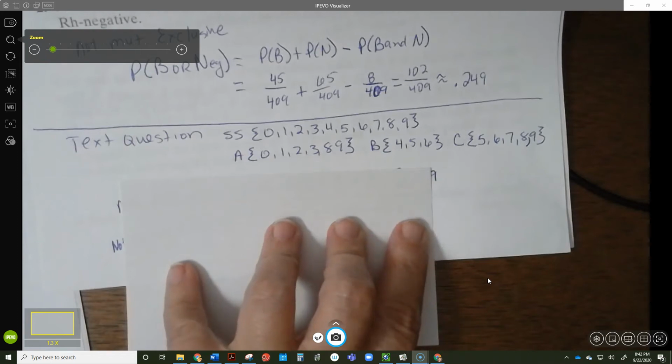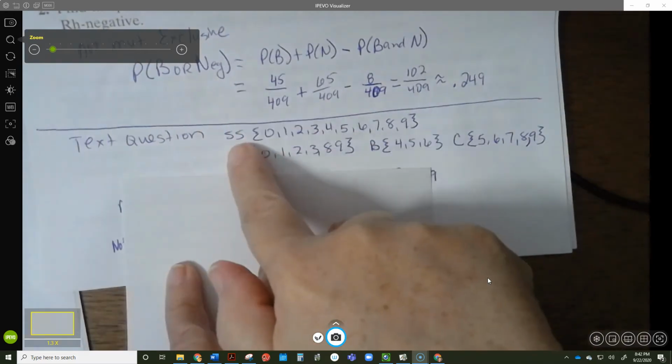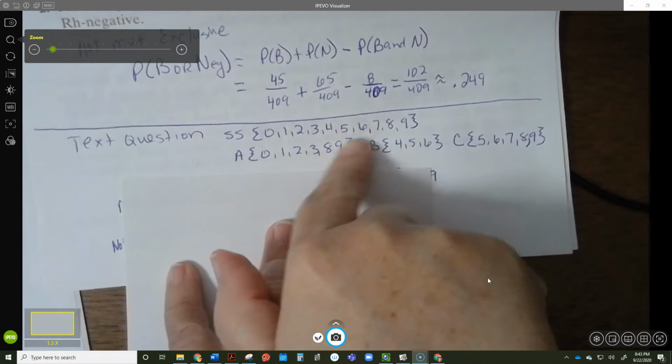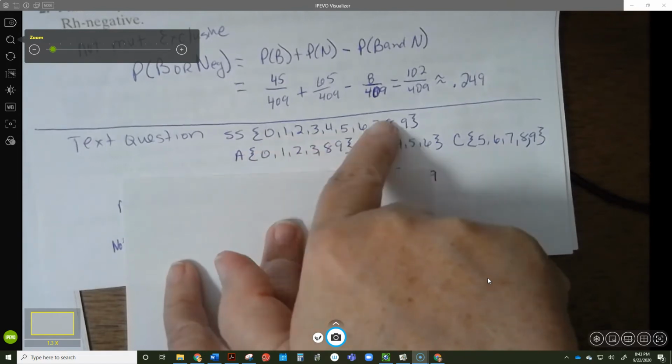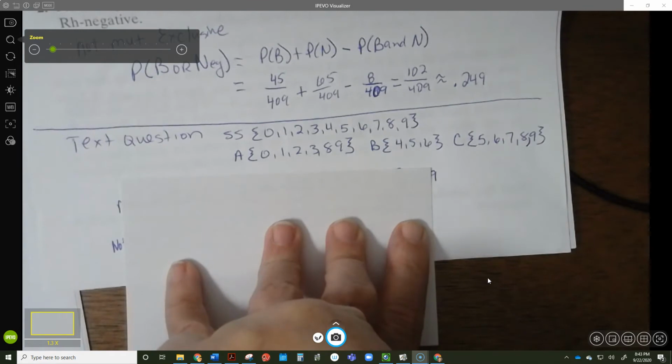All right, so here is a test question that's on test number 2. I give you a sample space, and it looks like the sample space are the digits in our number system. So these are all of the digits in our number system. And then I just define event A to be the numbers 0, 1, 3, 8, 9. I have no idea why those numbers exist. This is just given information. I define event B to be the numbers 4, 5, and 6, and I define the event C to be 5, 6, 7, 8, 9.